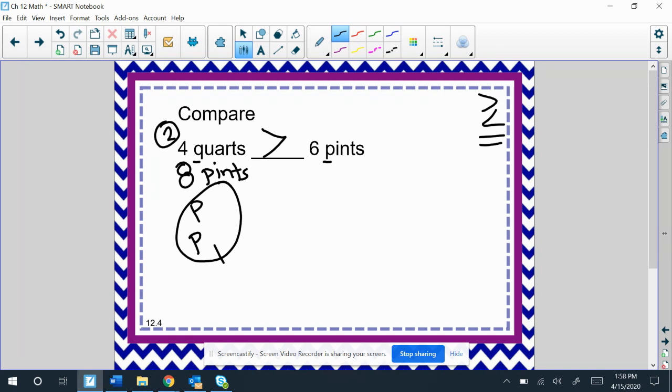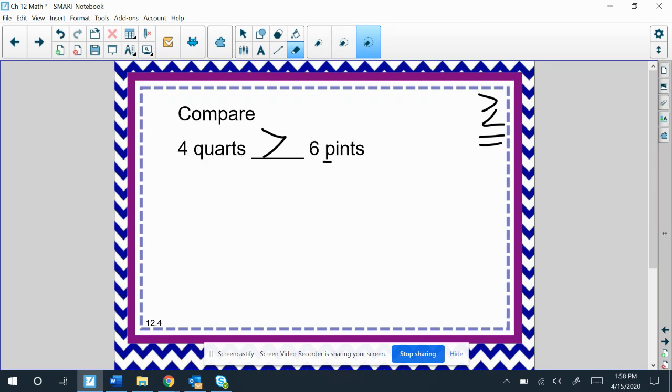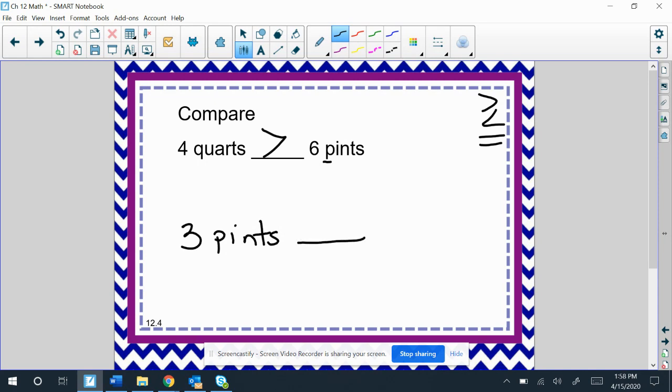I want you to try one on your own. Here you go. I have, let's do 3 pints. And I want to see, is it greater than, less than, or equal to, let's do 6 cups. If I don't convert anything, it looks like 6 cups is greater. See if I'm correct.